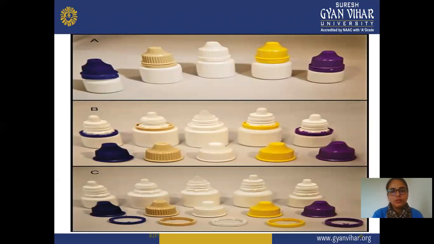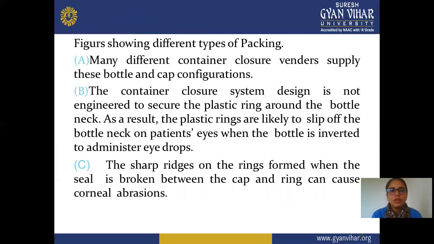This is a cap, or you can say a double cap for your eye drop preparation that we are nowadays using, rubber and plastic. The figure shows different types of capping, and many different container closure vendors supply these bottle and cap configurations. Means these have two caps made of plastic and rubber, but according to the manufacturer or vendor or supplier, the selection of a cap depends on that particular person. He or she may design according to their choice, because these caps are available in different configurations, sizes or shapes according to the bottle.